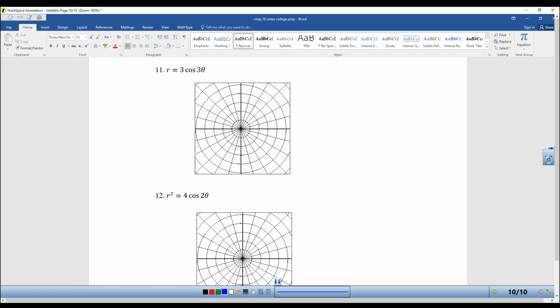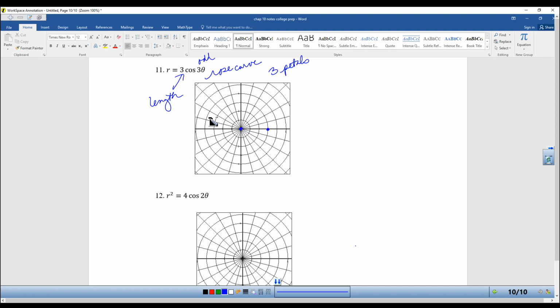Number 11, this is going to be another rose curve. It has 3 petals. It does not get doubled because this is odd. So there's actually going to be 3 petals, and each one is going to have a length of 3. So we did this one almost exactly before. It's going to go out to 1, 2, 3.